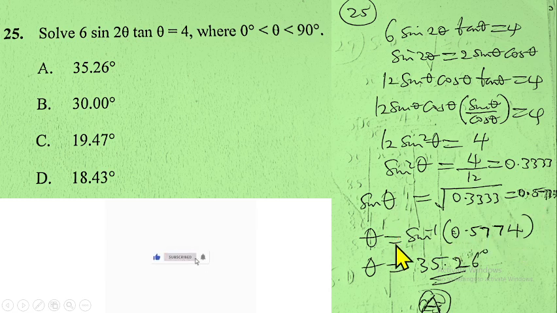To get our theta, we need to find the sine inverse of 0.5774, and theta will be 35.26 degrees. So option A is the correct option for question number 25 as well.